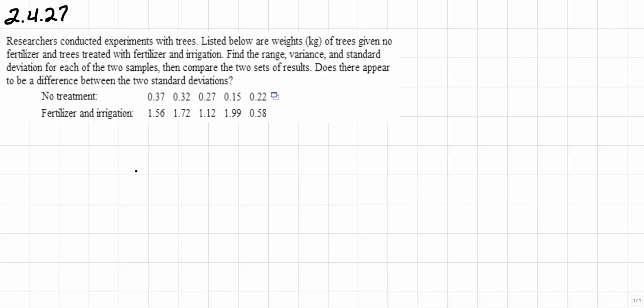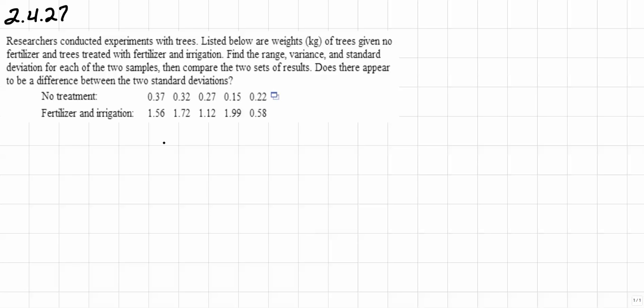Researchers conducted experiments with trees. Listed below are weights in kilograms of trees given no fertilizer and trees treated with fertilizer and irrigation. We want to find the range, variance, and standard deviation for each of the two samples and then compare the two sets of results. Does there appear to be a difference between the two standard deviations?